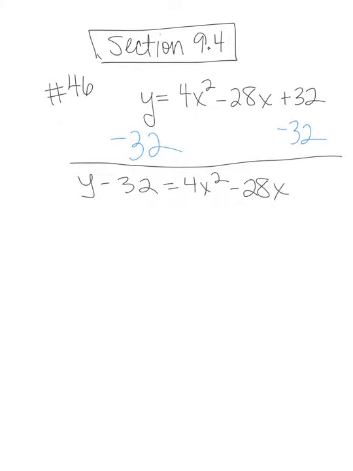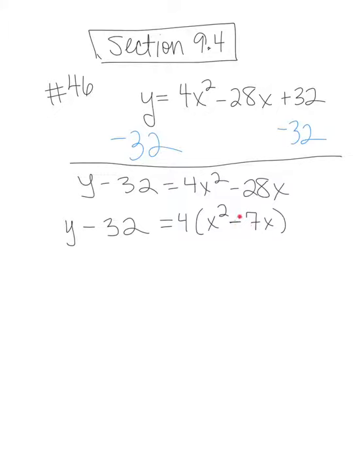In order to complete the square, we need the coefficient in front of x squared to be positive 1. So I need to factor out this 4, which works nicely in this problem because when we factor out 4, we get x squared minus 28x divided by 4 leaves you with 7x. And then over here, we'll just continue to write y minus 32. Now, we can use what's inside the parentheses, x squared minus 7x, to complete the square.